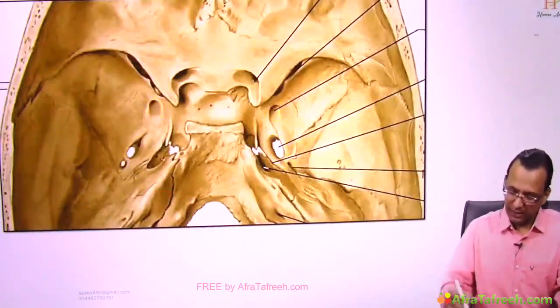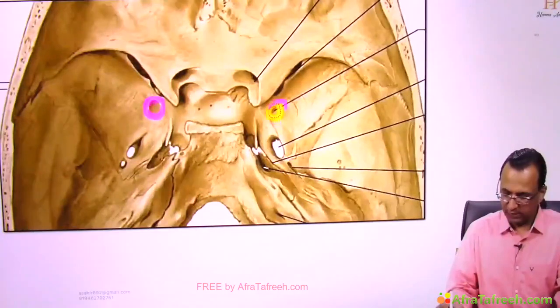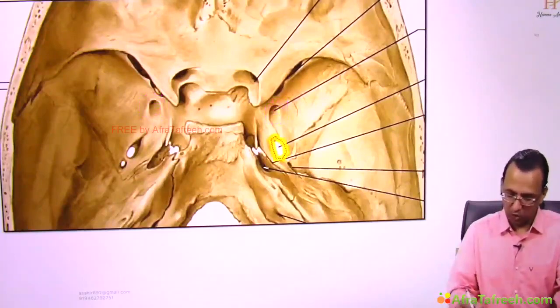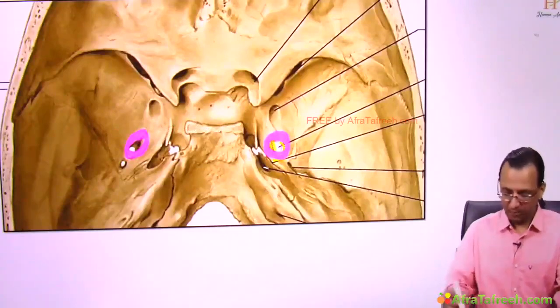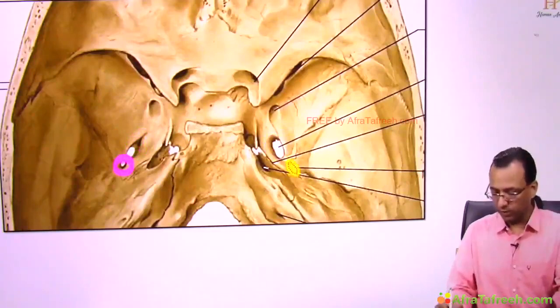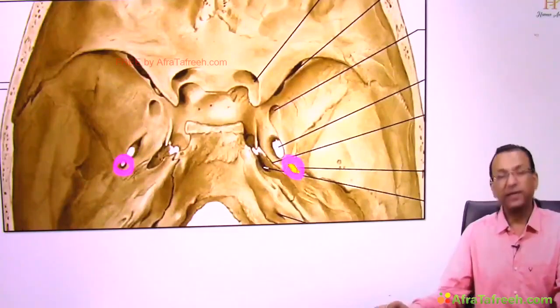You see, this is the foramen rotundum. So that is foramen rotundum in the greater wing of sphenoid. And what is this? Foramen ovale. So that is foramen ovale. What is behind that? Behind that is this foramen spinosum. So that is foramen spinosum, in the greater wing of sphenoid.